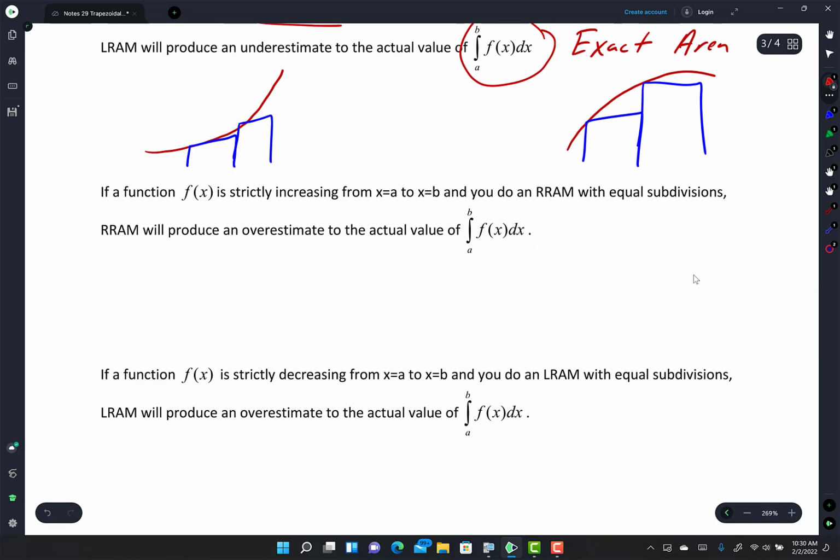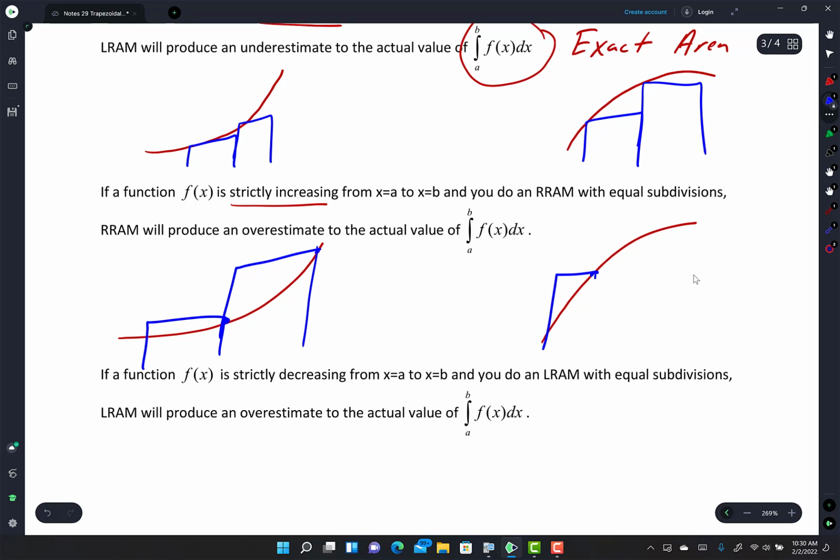Again, this one says strictly increasing from a to b, and we're doing an RRAM. So do the same thing: concave up, concave down, and we're doing RRAM. So RRAM, RRAM. So will RRAM give you an overestimate? Yes.